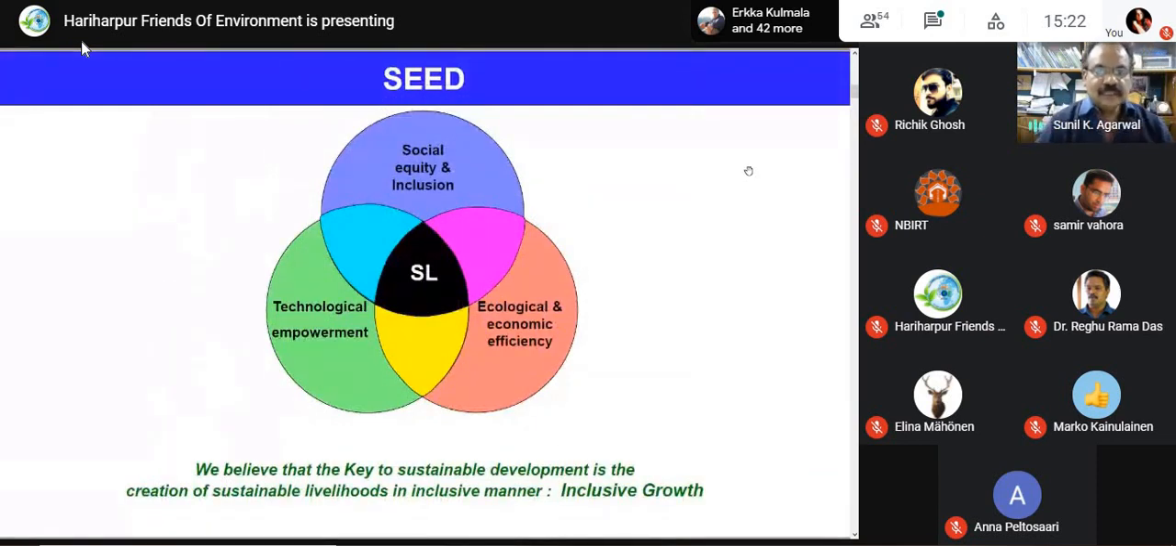If you see our interventions, the programs mostly look into social equity and inclusion through technological empowerment, while simultaneously addressing ecological and economic efficiency. That's what we believe is the key driver for sustainable development, when we talk about inclusive growth or inclusive development. Next slide, please.